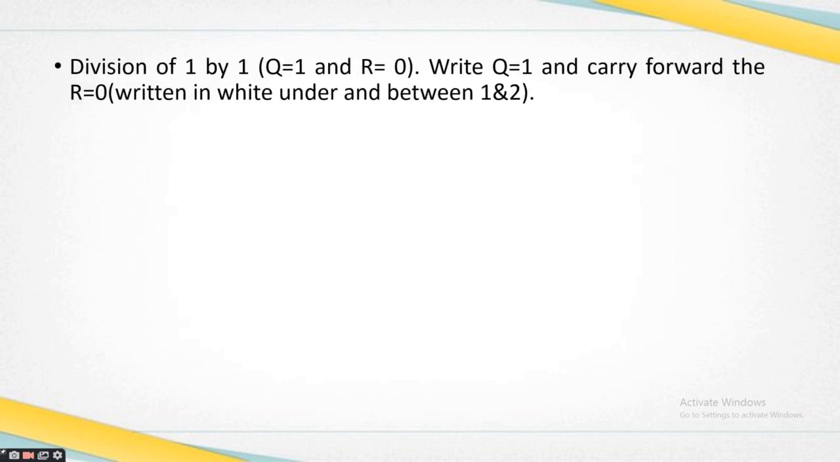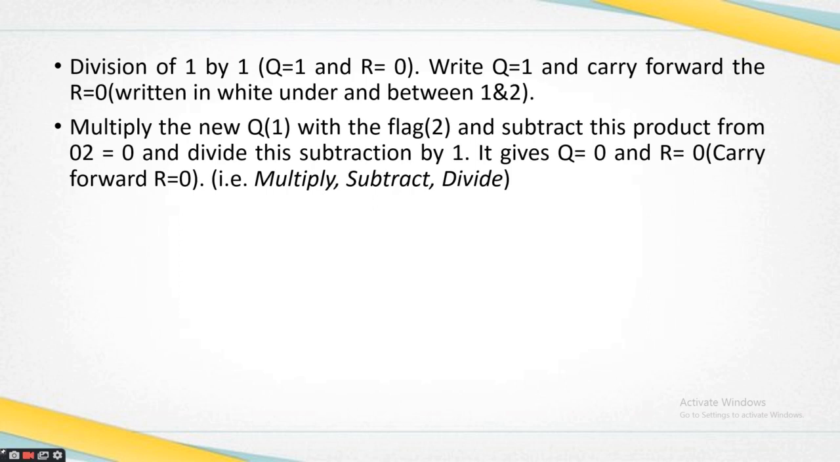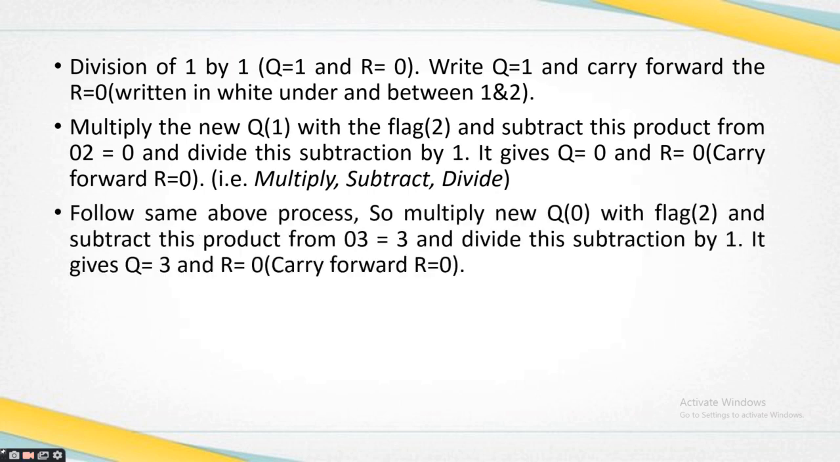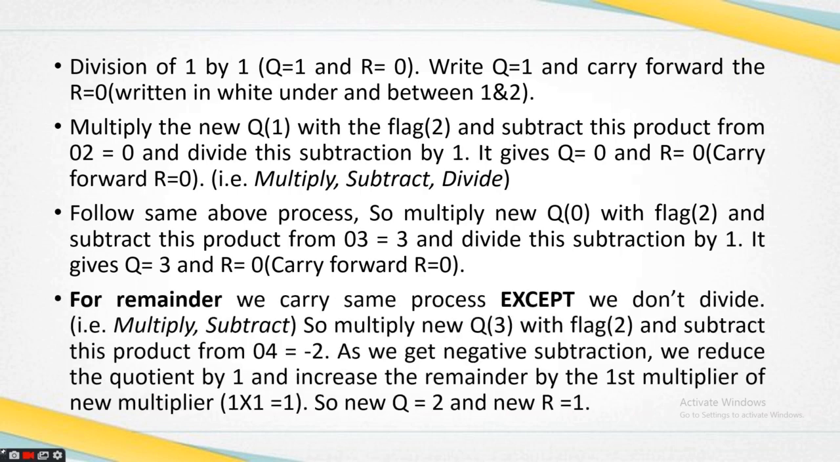Here the division of 1 by 1, so we get the quotient as 1 and the remainder as 0. Write that quotient 1 and carry forward the remainder 0. Then multiply the new quotient of 1 with the flag 2 and subtract that product from 2, we get 0. And divide that subtraction by 1, we get the quotient equal to 0 and the remainder equal to 0. Next, follow the same process. We have to multiply new quotient 0 with the flag 2 and subtract that product from 3 and divide that subtraction by 1. That gives the quotient as 3 and the remainder as 0.